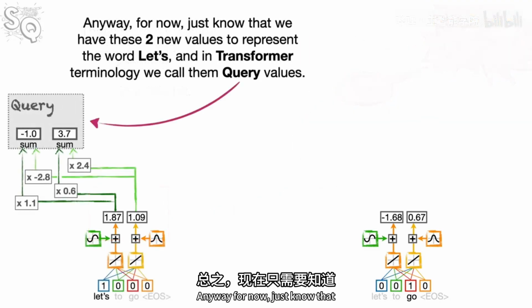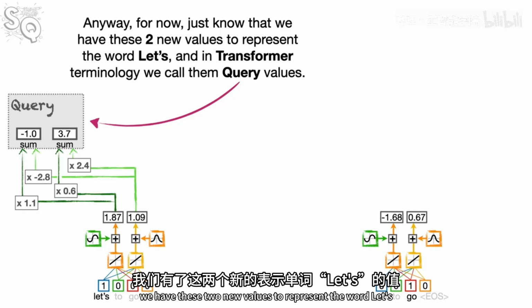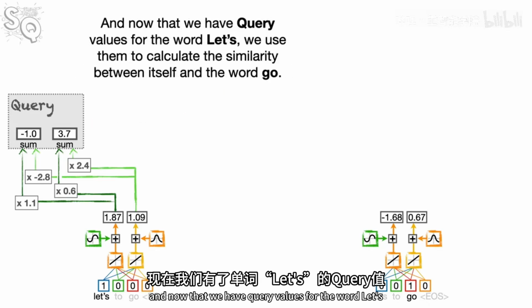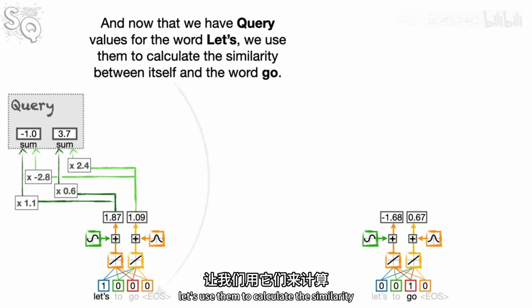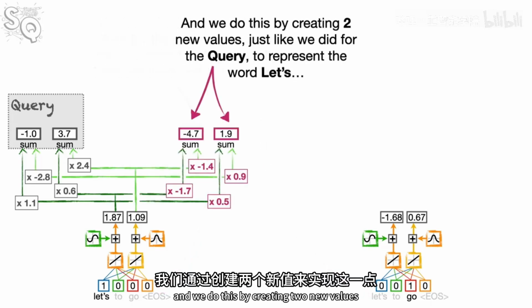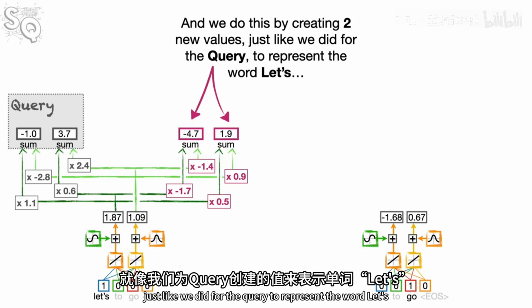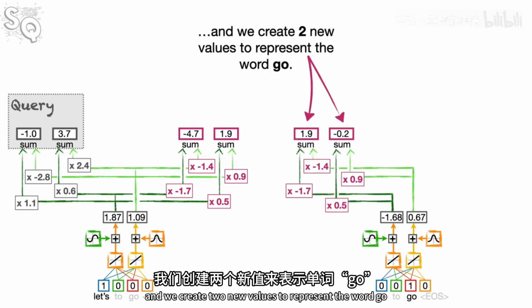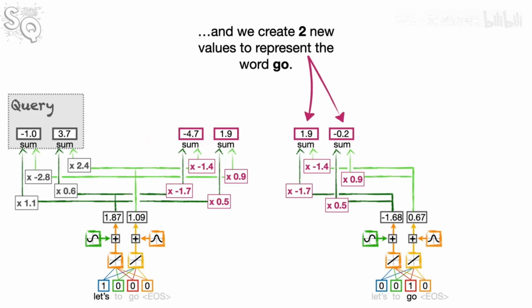Grrr. Anyway, for now, just know that we have these two new values to represent the word let's, and in Transformer terminology, we call them query values. And now that we have query values for the word let's, we use them to calculate the similarity between itself and the word go. And we do this by creating two new values, just like we did for the query to represent the word let's. And we create two new values to represent the word go.